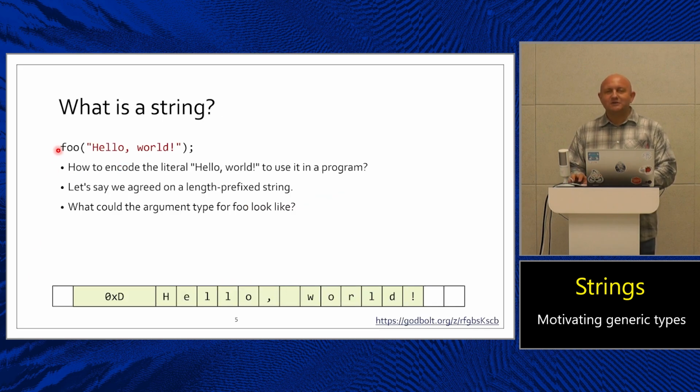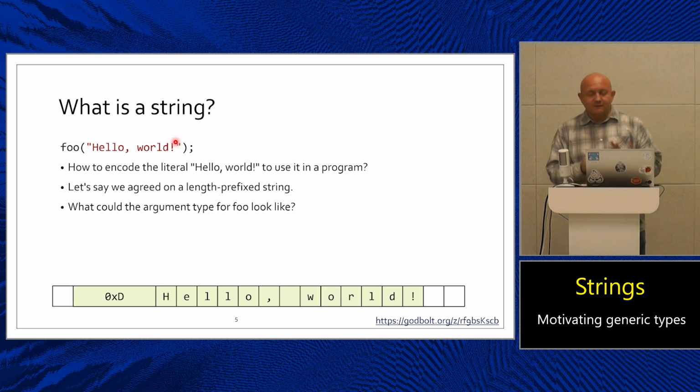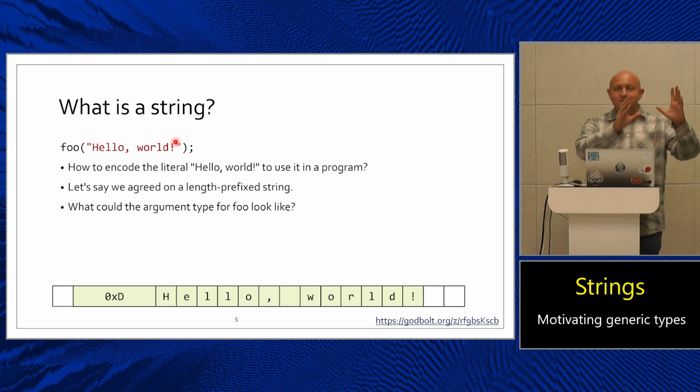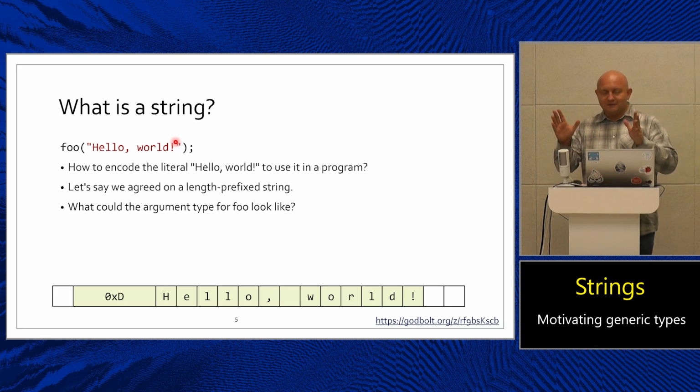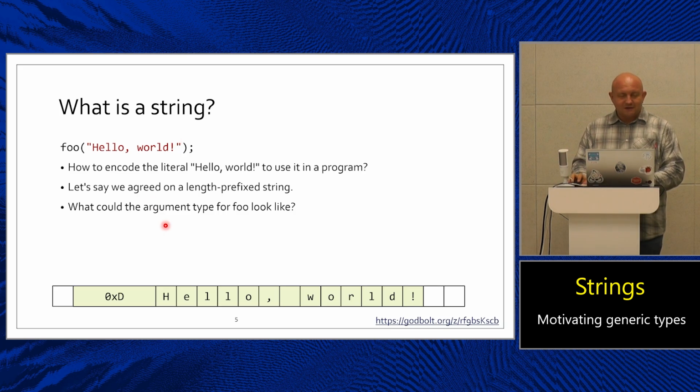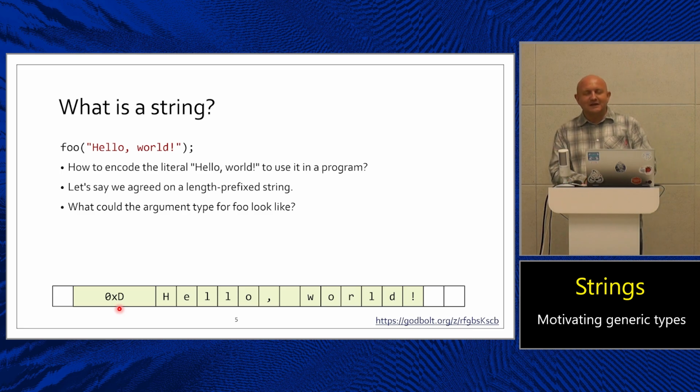Imagine you have some function foo and you want to pass here a string literal. And how do we encode it? For example, we could have this idea. We encode the size first and then the string. The size here is 14. Oh, looks like I'm mistaken. It is 13. Okay, okay. But let's say I can make an error in this size.